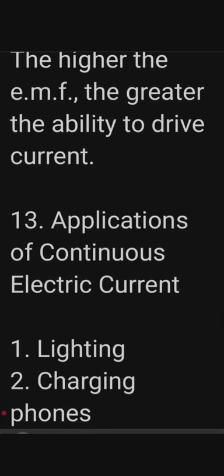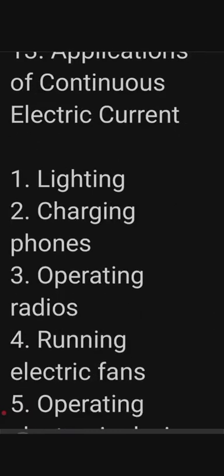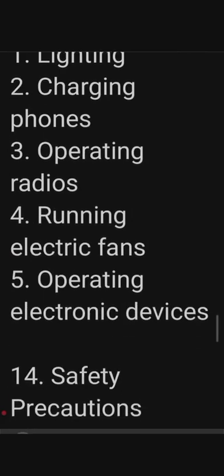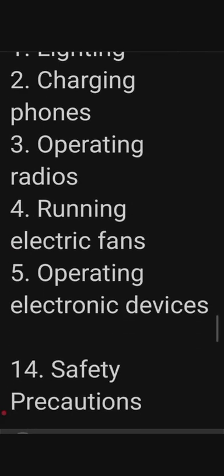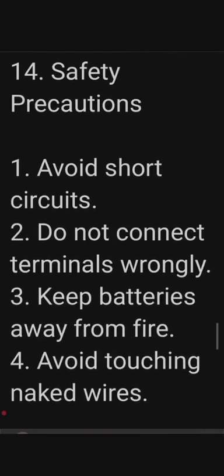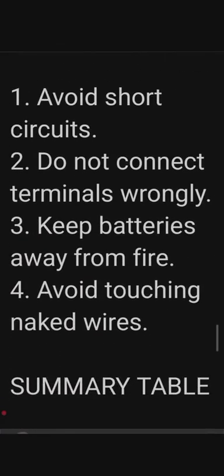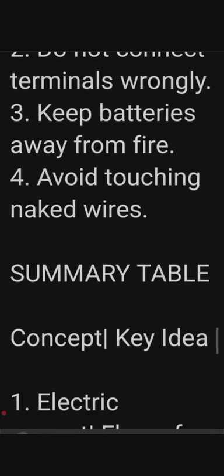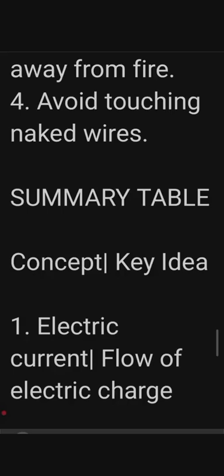Applications of continuous electric current: it is used in lighting, it is used in charging of phones, operating radios, running electric fans, operating electronic devices. So safety precautions: avoid short circuit, do not connect terminals wrongly, keep batteries away from fire, avoid touching naked wires.